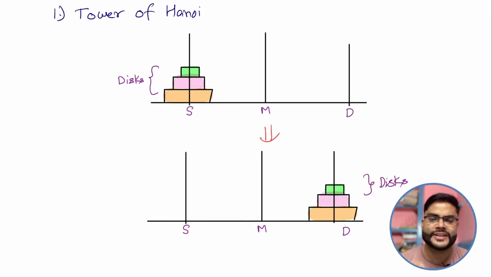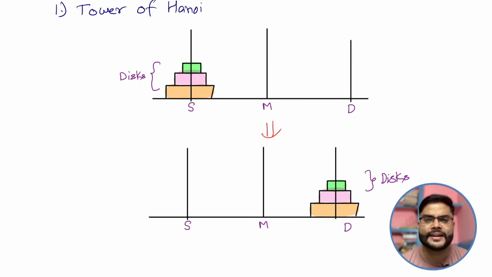Okay, so these are the two rules which we have to follow. The first rule says that we can move only one disk at a time, and that too from the top of the rod. And the second rule says that our disks should be in ascending order, that means the first disk should be the lightest, then second, then third, and so on. Okay, so this is our goal. Let's see how we can solve it.